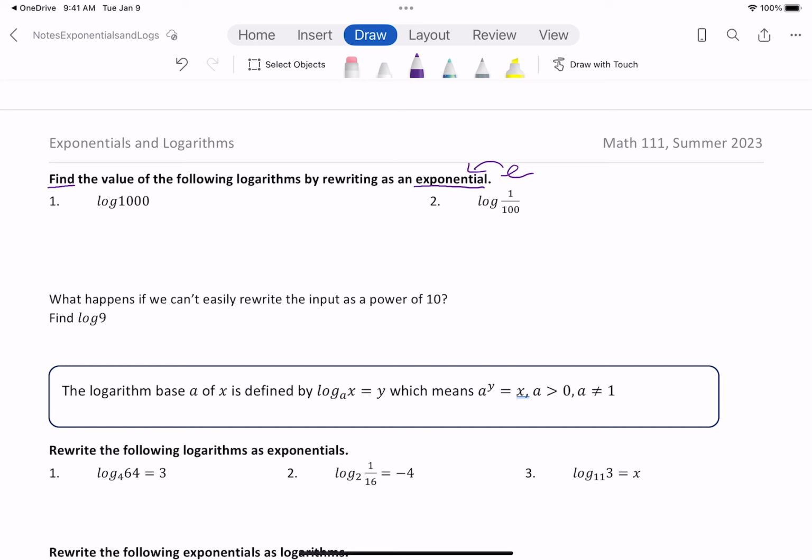So what I like to do when I'm given an expression like this to find the value is to put in an equals x here. And the reason for that is because it's just going to make it easier to rewrite and follow that pattern that we've been doing. So we know if I have log of 1,000 that we have that implied base of 10. And if I want to rewrite this, then the 10 is the base. It's going to raise to the power x equals 1,000.